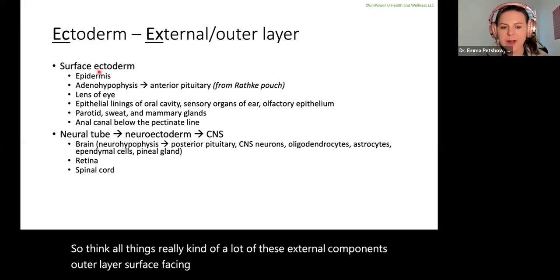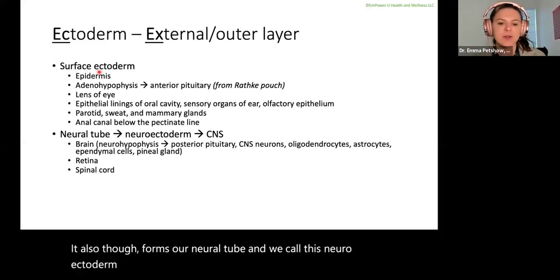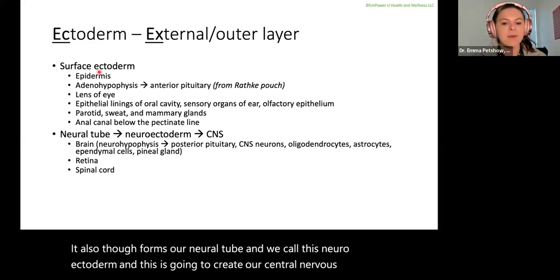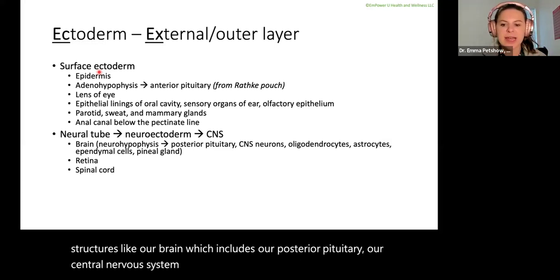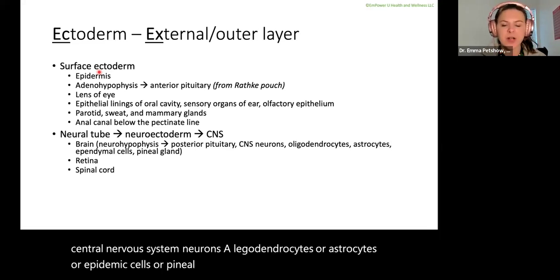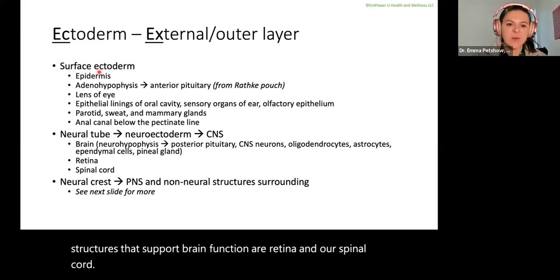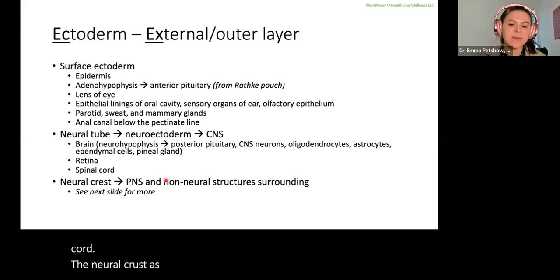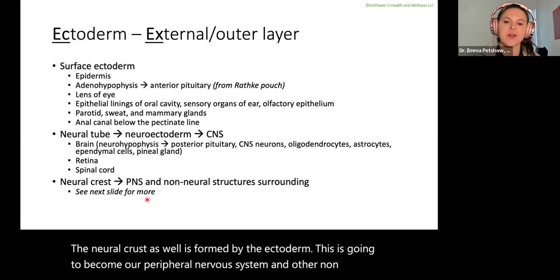It also, though, forms our neural tube, and we call this neuroectoderm, and this is going to create our central nervous system structures like our brain, which includes our posterior pituitary, our central nervous system neurons, oligodendrocytes, our astrocytes, our ependymal cells, our pineal gland. So a lot of these supportive structures that support brain function, our retina, and our spinal cord. The neural crest as well is formed by the ectoderm. This is going to become our peripheral nervous system and other non-neural structures that surround. And so we'll look at what this neural crest means.